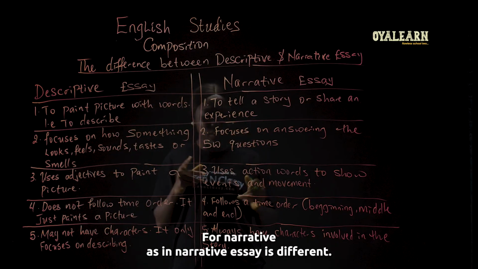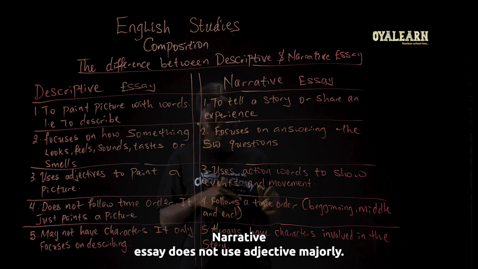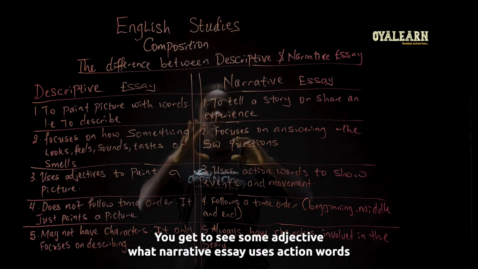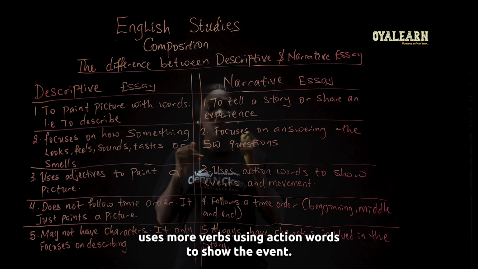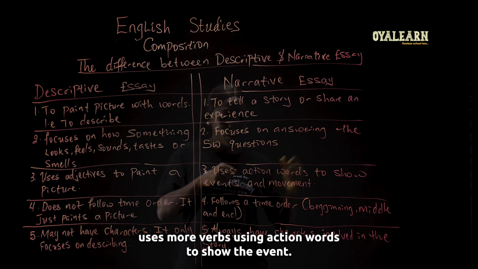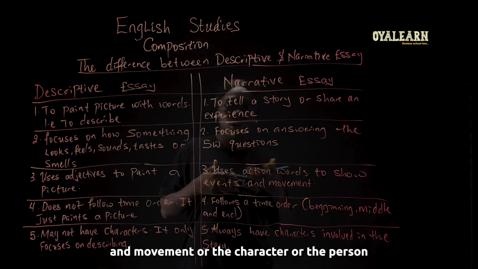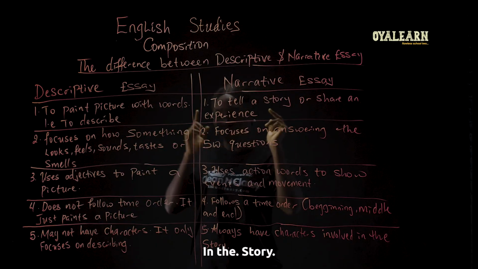Now for narrative essay, narrative essay is different. Narrative essay does not use adjectives. Majorly you get to see some adjectives, but narrative essay uses action words, verbs, to show the event and movement of the character or the person that is being talked about or discussed in the story.